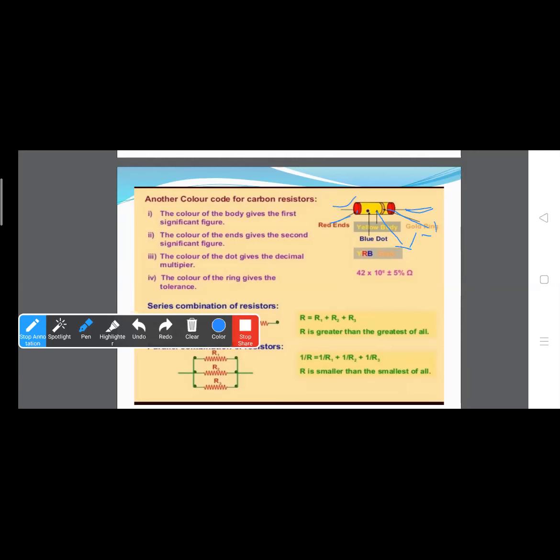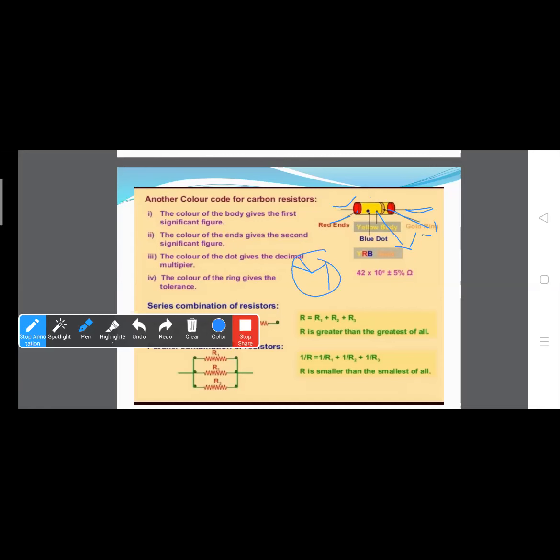The color of the body. Body is of yellow color. So what is the value of yellow color? From the table, we know the value of yellow color is 4. B.B. Roy. It is on number 4.